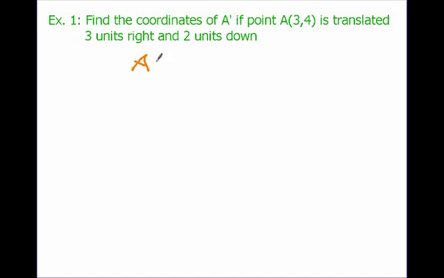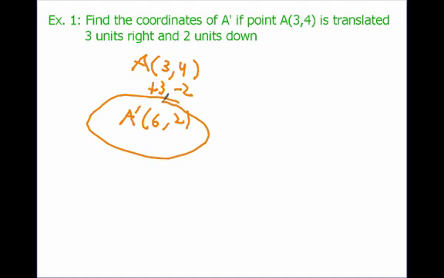So we know point A is at 3, 4, and I'm going 3 right and 2 down. Well, right affects my x-coordinate, and we add, so I'm adding 3 here. And down affects my y-coordinate, and I'm subtracting, so I'm subtracting 2 here. So to figure out what A prime is, 3 plus 3 gives me 6, and 4 minus 2 gives me 2, so my new point is at 6, 2.